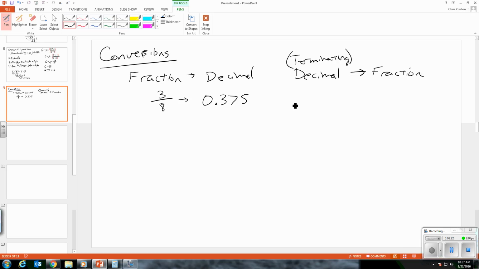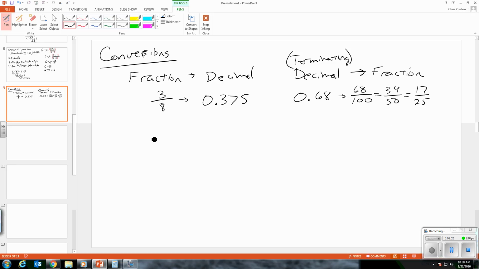So let's say I have 0.68, and I want to turn that into a fraction. Well, this is, in words, 68 hundredths. So you write that as 68 over the place value: tens, hundreds, thousands, 10,000, and so on. Then you reduce that down. 34 over 50, so 17 over 25. So that's how you convert there.